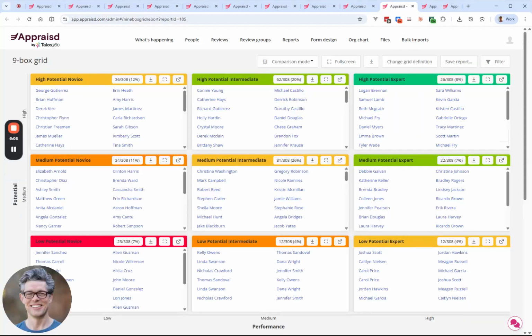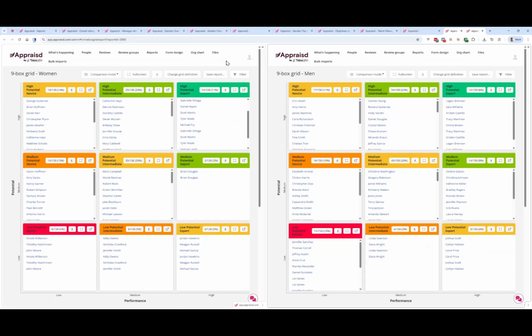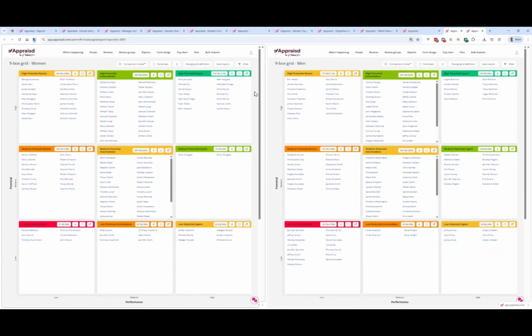Here we're looking at the 9-box grid. This is where people have been placed by their manager on a 9-box grid. We might take this through to a calibration stage where we get the SLT round a board table and we move people around based on the discussions that we have. But I want to show you another view of this, and I'm going to do this by expanding the screen and flipping over here. And I'm using a tool called Split Tabs.